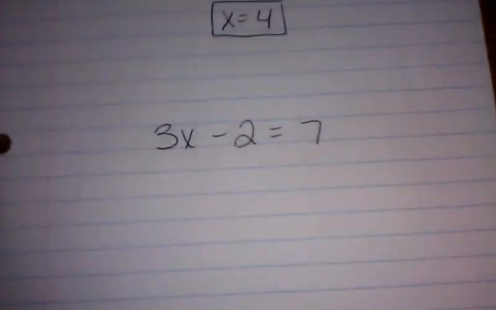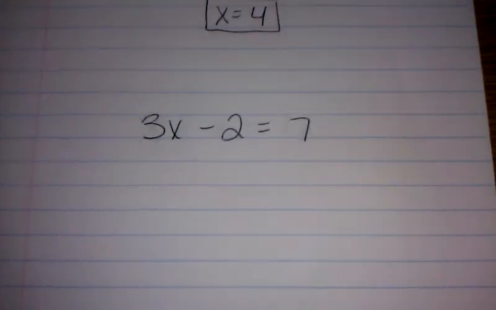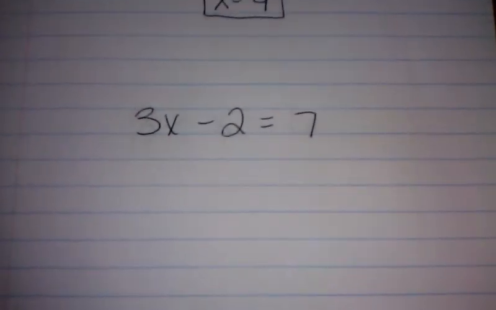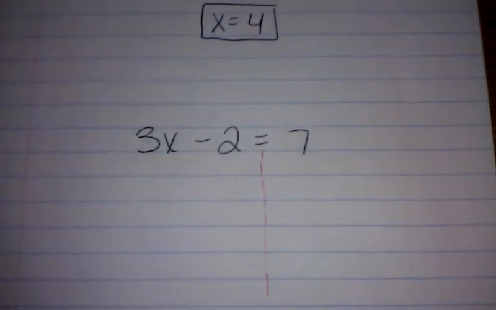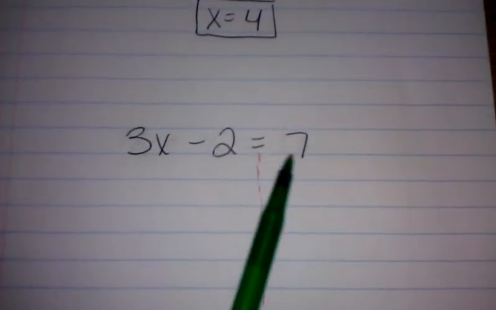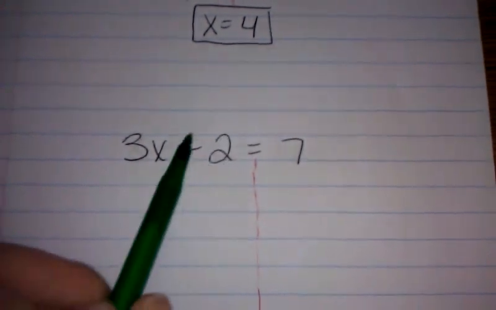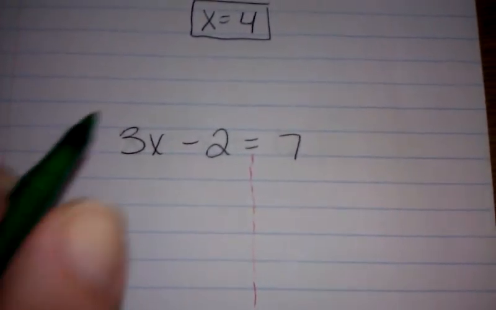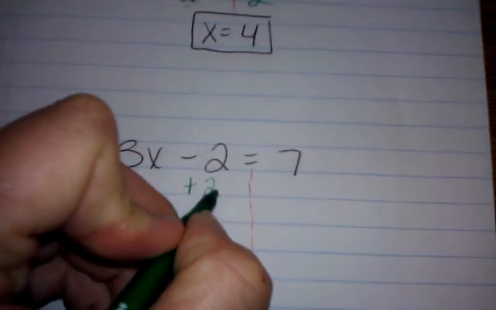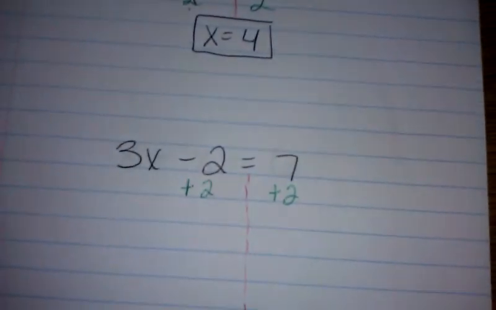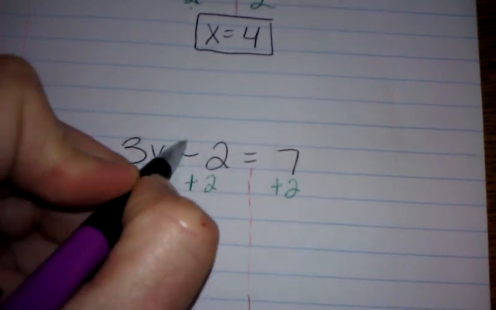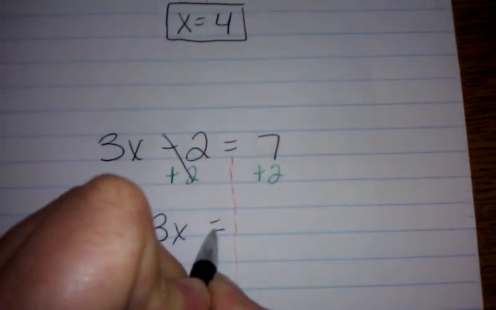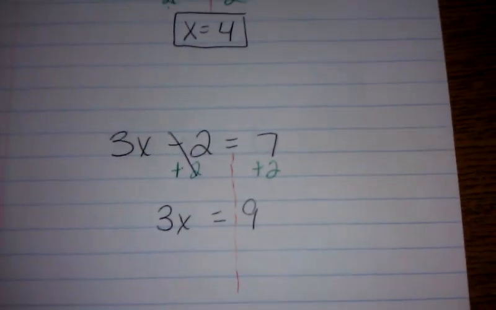Okay, the next problem. Pause the video and come back and see how you did. On this one, I'm going to draw my dotted line again. This says 3x minus 2 equals 7. The opposite of minus 2 is plus 2. So I'm going to add 2 to each side. Now I get 3x, negative 2 plus 2, that's 0, those go away, equals 9.